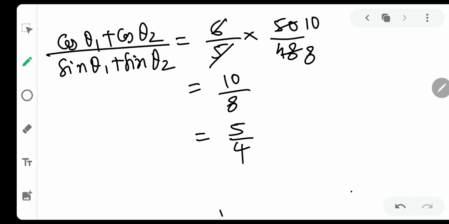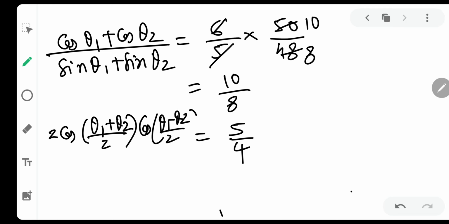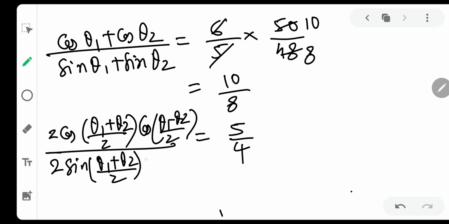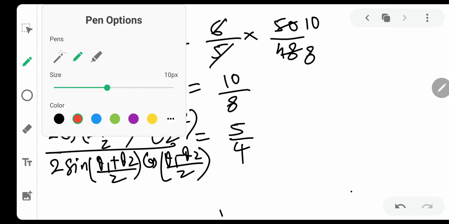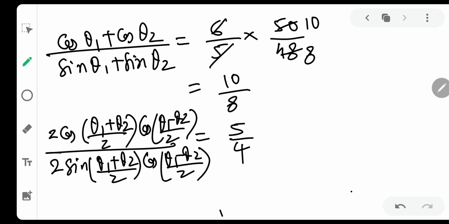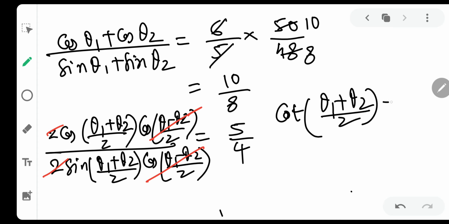Okay, so cos theta 1 plus cos theta 2 is nothing but 2 cos of (theta 1 plus theta 2) by 2 and cos of (theta 1 minus theta 2) by 2. We all know this factorization formula, and this will be 2 sin of (theta 1 plus theta 2) by 2 and cos of (theta 1 minus theta 2) by 2. So as you can see, I have applied the sin C plus sin D and cos C plus cos D formulas. This will get cancelled and 2 will get cancelled. So basically what remains with us is cot of (theta 1 plus theta 2) by 2. So cot of (theta 1 plus theta 2) by 2 is coming out to be 5 by 4.